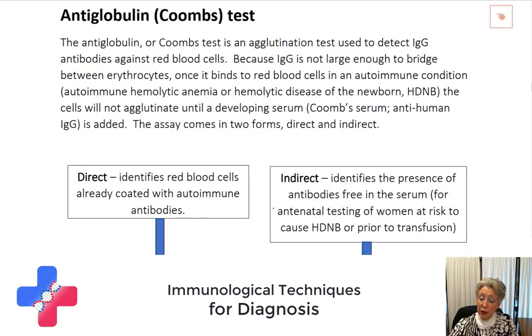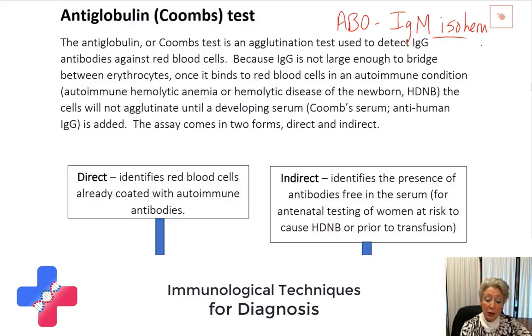So let's go through a few of these assays that they like to mention on your exam. We already did one, which was the ABO agglutination assay. And if you remember that from our previous discussions, it's going to be important for you to remember that in that case, I'm looking for IgM isohemagglutinin, right? And IgM is a very large molecule, a pentamer, which has 10 combining sites. So it's possible for an IgM molecule to agglutinate red blood cells by itself.